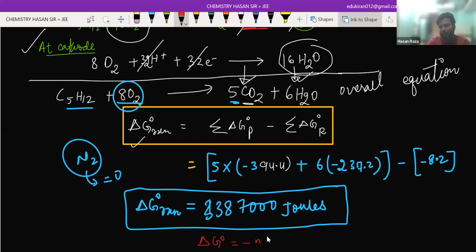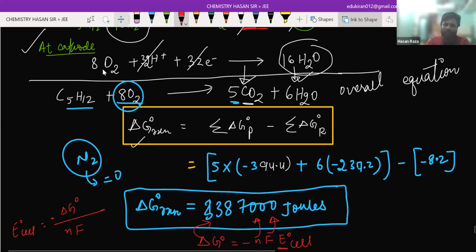Okay, now you have calculated delta G naught of reaction. Now you can easily apply delta G naught is equal to minus NF E naught cell. Now you know the value of this. I already told you the value of N is 32. The value of F you already know. You can easily calculate E naught cell. Please do calculate and let me know. Very simple it is. E naught cell will be equal to delta G naught upon NF, and there is a negative sign as well, that will be converted into positive. It is basically minus 33,37,000. Please do let me know the answer.